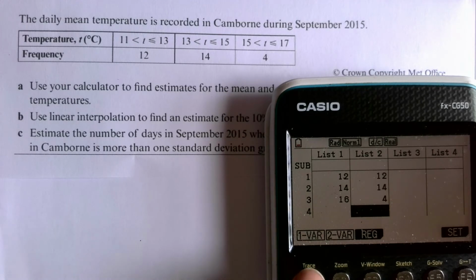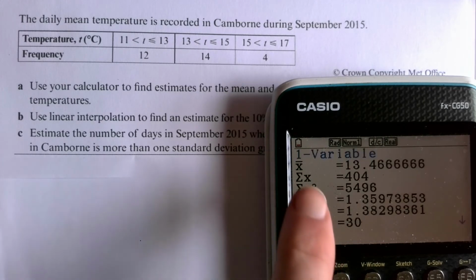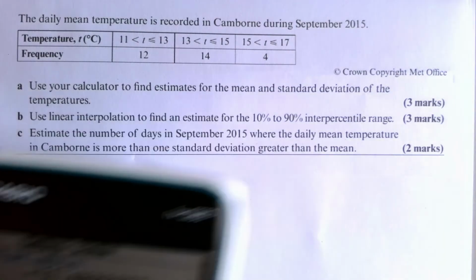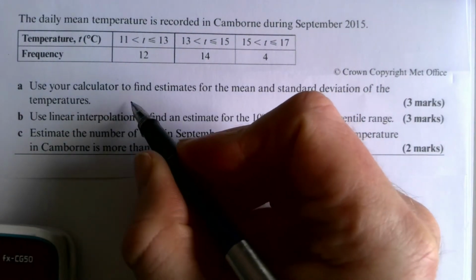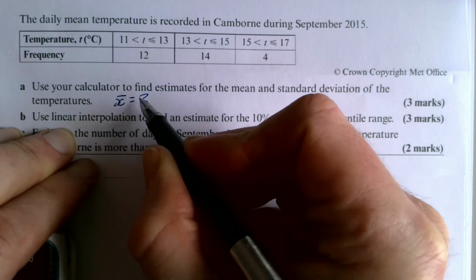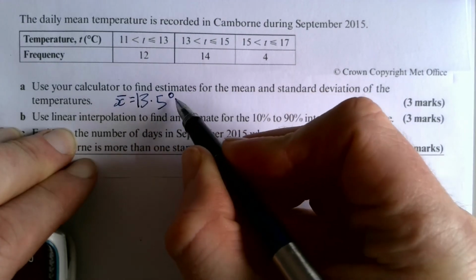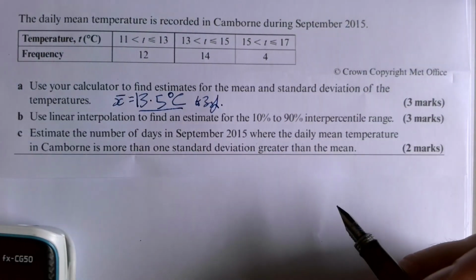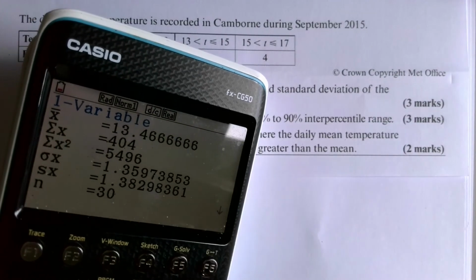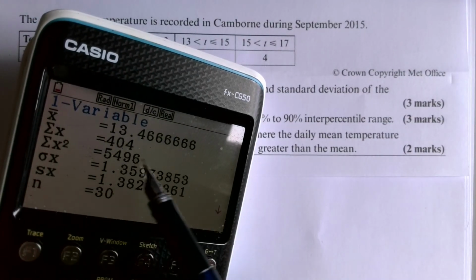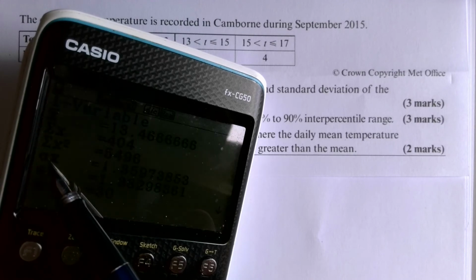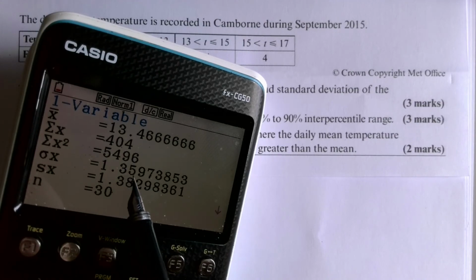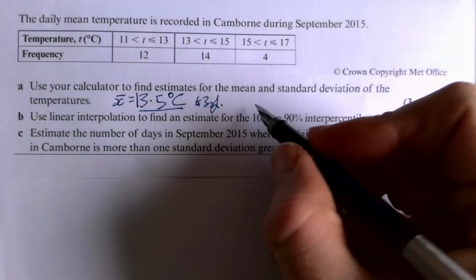If you hit 1 var now, x bar means the mean. So the mean is 13.46 recurring, or 13.5. Make sure you put in degrees Celsius to 3 significant figures, and the standard deviation, this is the sum of all of them and all that stuff, but the standard deviation is that symbol there. So the x just means the standard deviation of the x's is 1.36 to 3 significant figures.